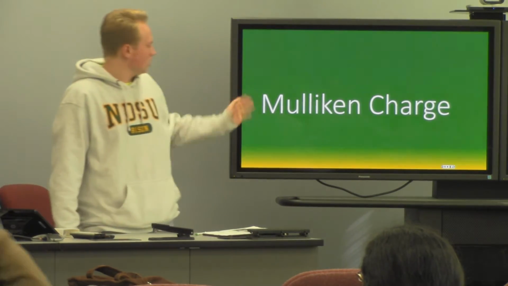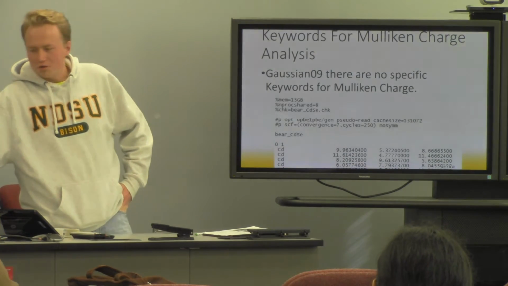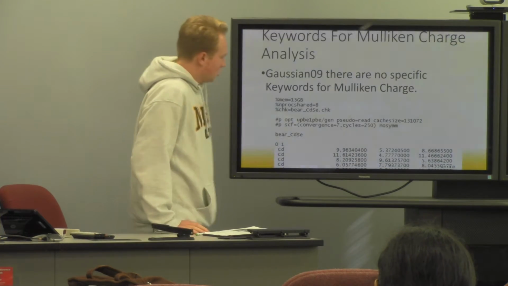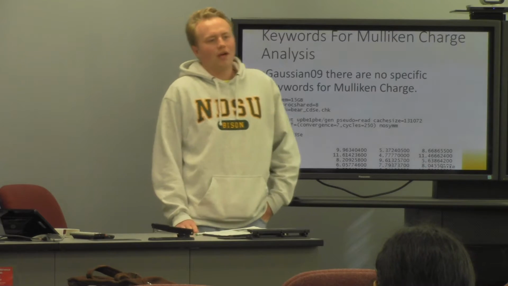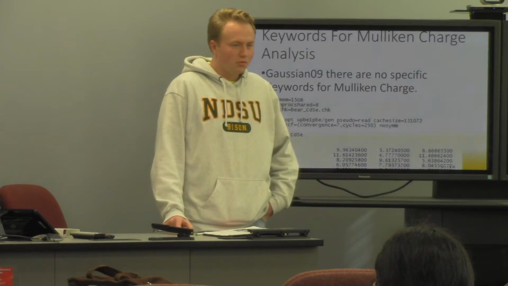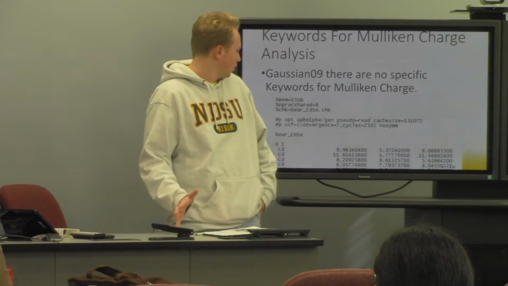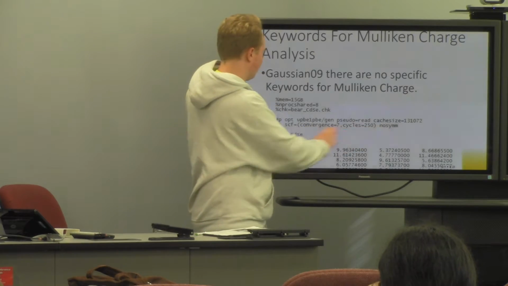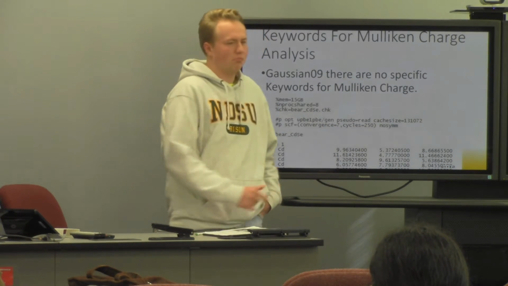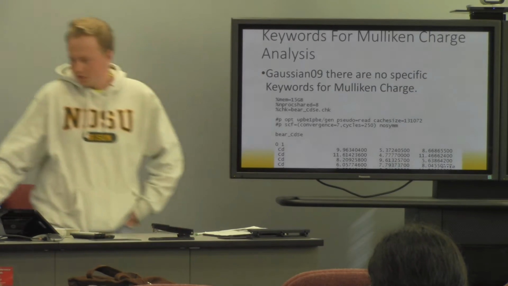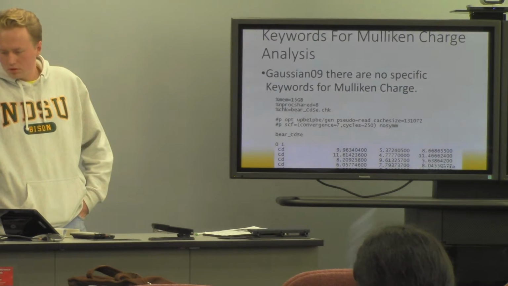First I'm going to talk about Mulliken charge. And how do we get Mulliken charge in our keywords? We actually don't need to specify Mulliken, it's automatically calculated. So if you see, I don't have any pop in here, which is for population of orbitals.